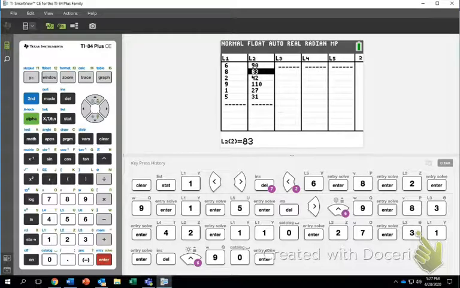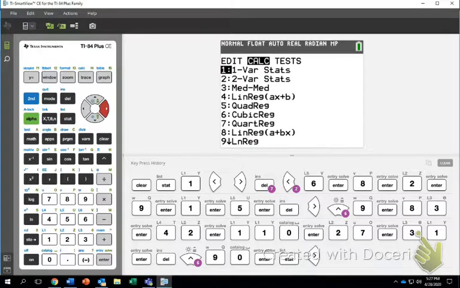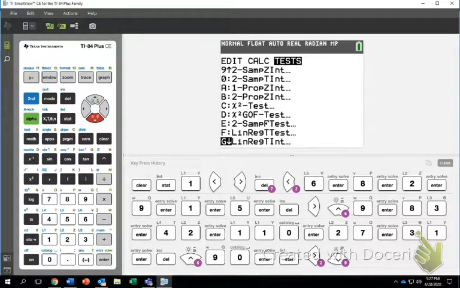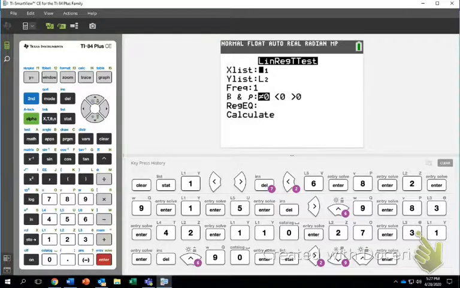Now that I'm done with that, I can go to Stat. I'm going to go over to Test, and scroll down until I get to F. F is the linear regression t-test, and really I'm going to be using this for all of it, whether or not I'm using the t-test or the Pearson test. So I'm going to click enter.